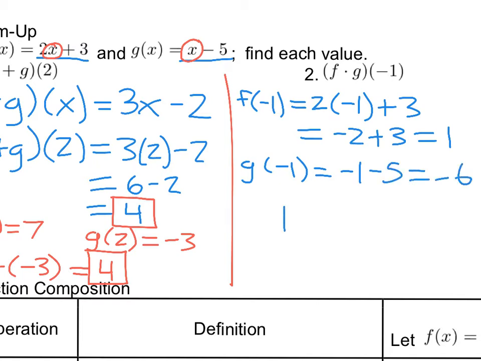And then I just take those two answers. And I'm not going to add them this time because this one's multiplying. So I'm going to multiply my two answers. 1 times negative 6 is negative 6.